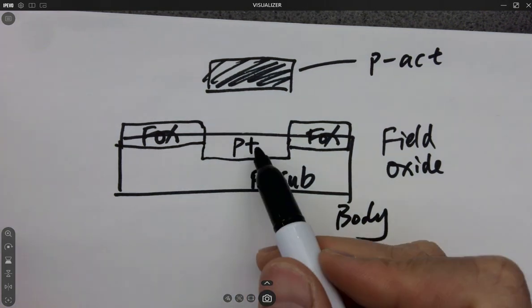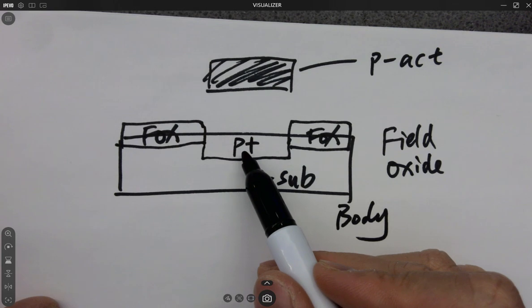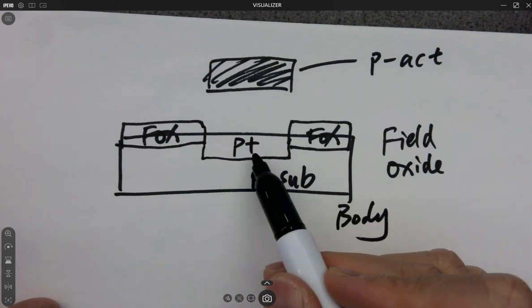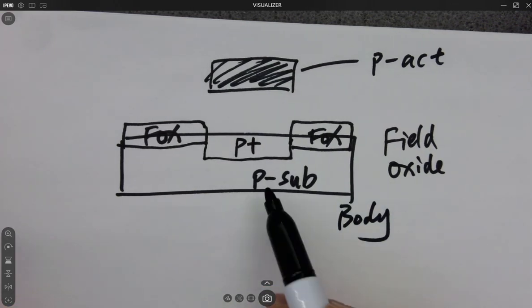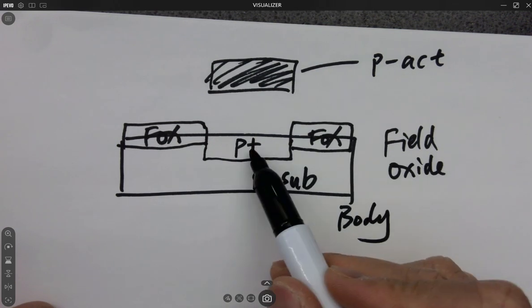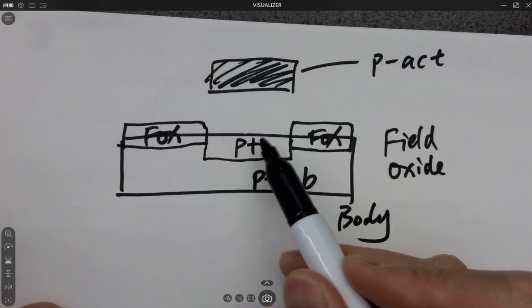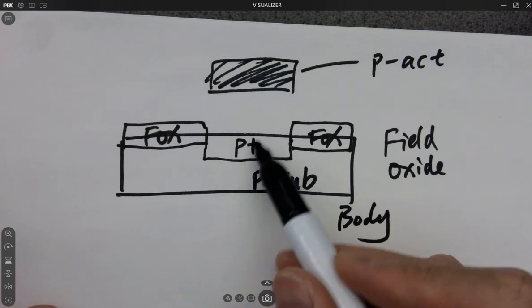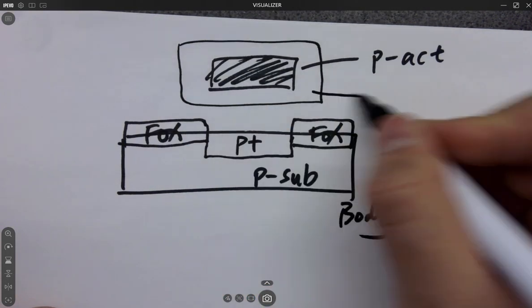So P plus is like iPhone something plus, right? It's just highly concentrated. It's a higher concentration of the P-type material. The P sub is lightly doped by the P-type material, but the P plus is highly concentrated for conductivity purposes. Okay, so it's P plus, and then you need a bigger box around it. This is called P select.